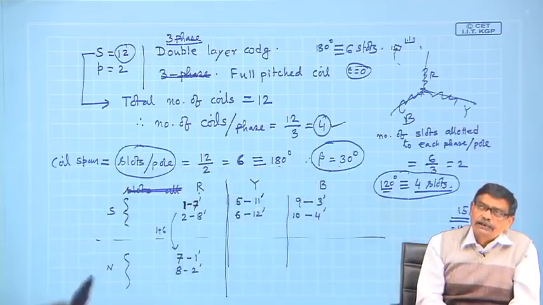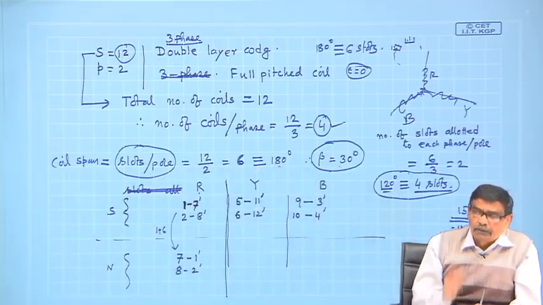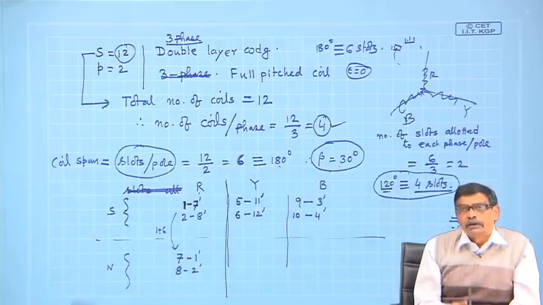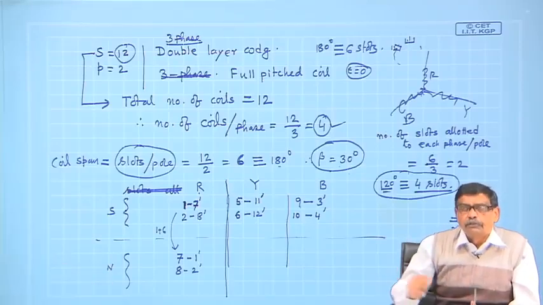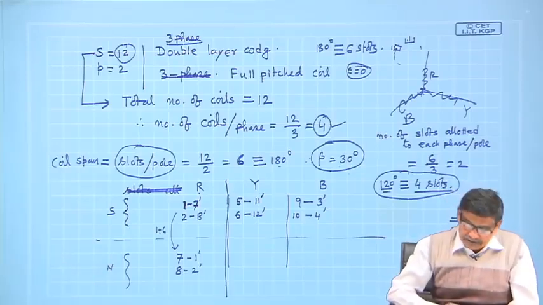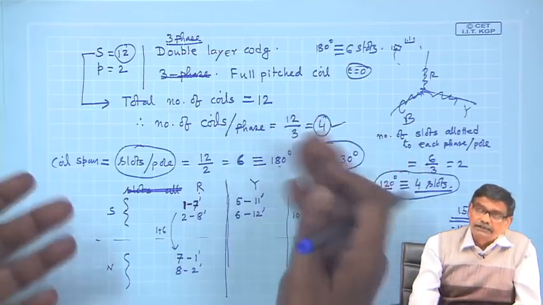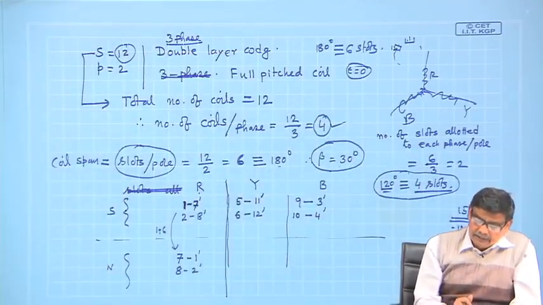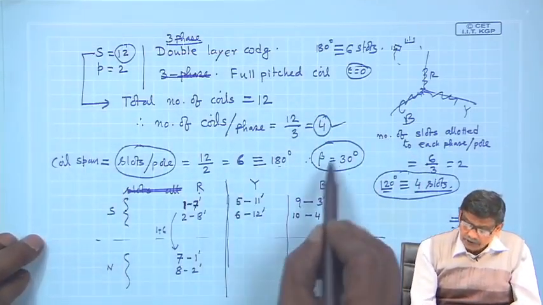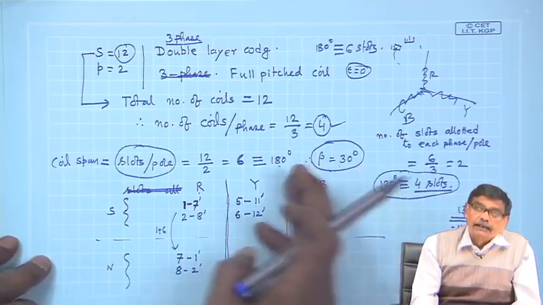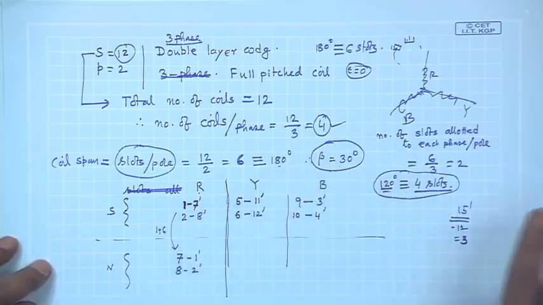Balanced 3 phase winding you want to do, at the end you must come up with 4 coils of R phase, 4 coils of Y phase and 4 coils of B phase. This number 4 is also achieved just like that. But do not forget to calculate beta, what is the slot angle, that is slot pitch. Thank you.